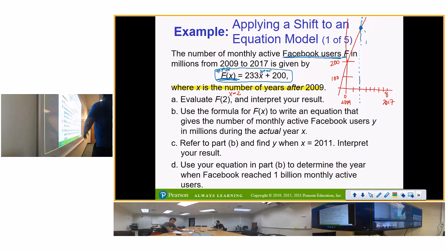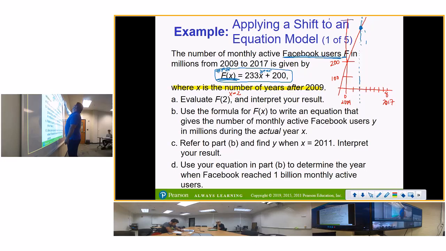1 billion, or 1 million, let's say, since it's in millions, you would do 1,000, right? Something like that. So you would set y equal to what? 1,000. Take your handy dandy green marker or magenta, and at 1,000, put a vertical line and find where that intersects.